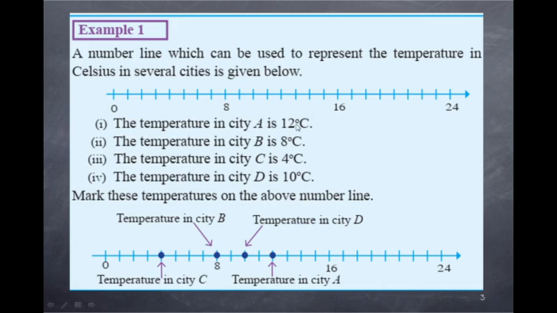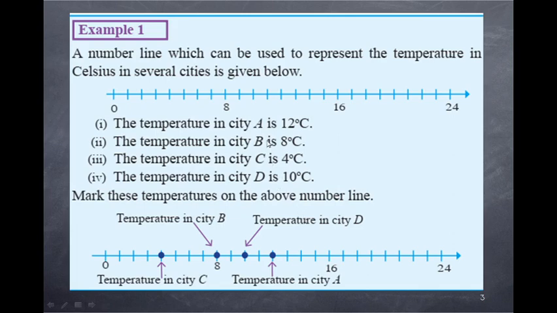The temperature in city A is 12 degrees Celsius, city B 8, city C 4, city D 10. So we need to mark the dots on each number. For city A, we need to find out the 12 because we need to mark the 12 for city A. So you need to find the 12. 12 is in between 8 and 16. You need to mark that point to represent the temperature in city A.